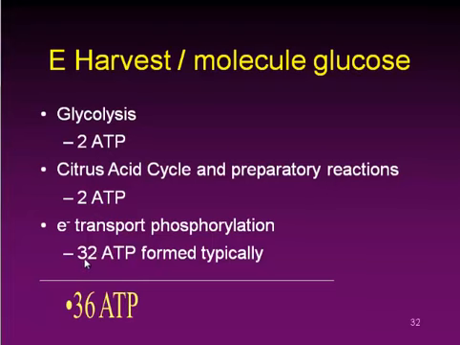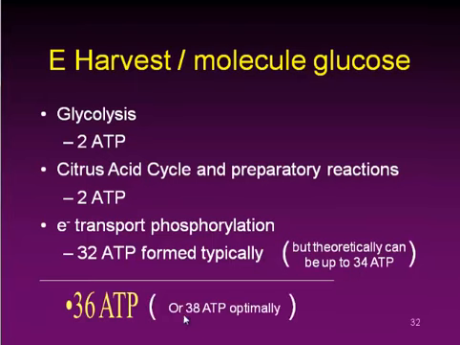But if we add these up, 32 plus 2 plus 2 is 36 ATP on average. But remember that this can actually create theoretically up to 34. Which means it is possible to get up to 38 ATP in the optimal situation. Okay, that is possible. Why is it between 36 and 38? Well, I don't want to dwell on the details of that because that gets really into detailed chemistry. But here, I'll give it to you in a nutshell.